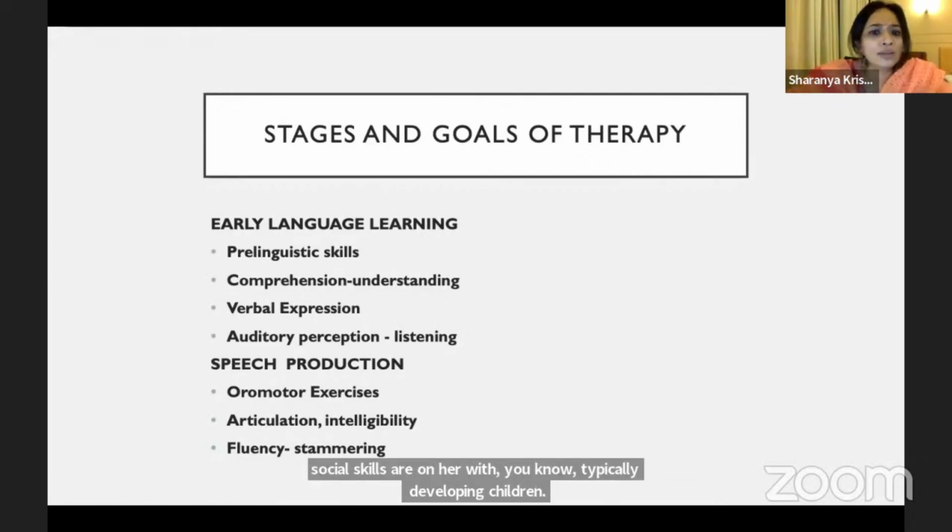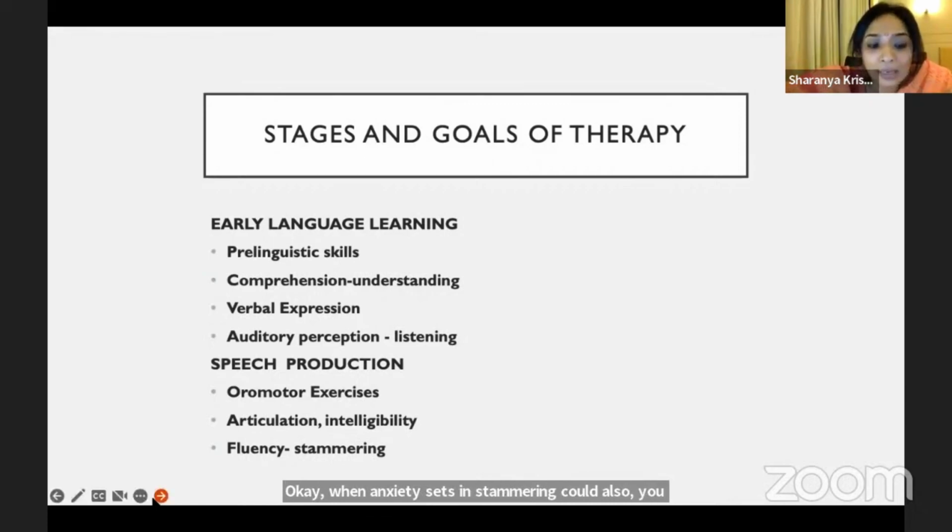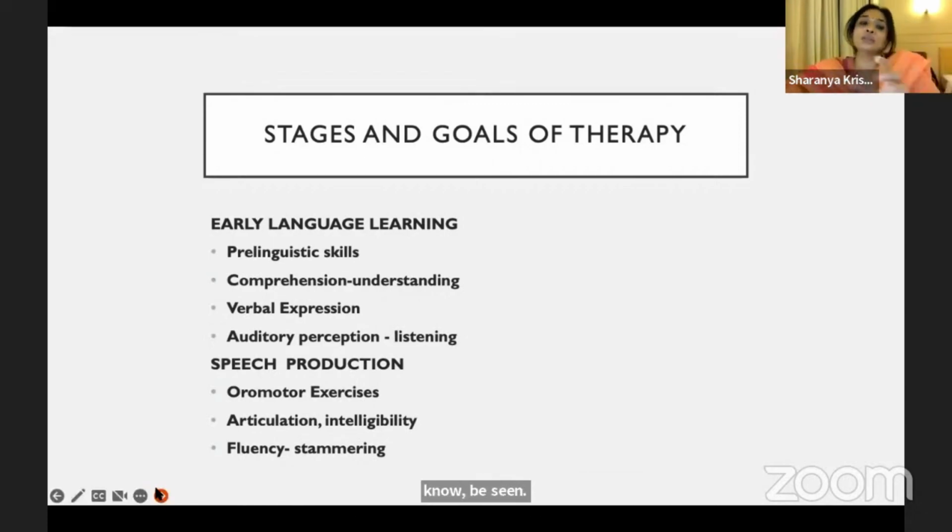And so are there, whatever comes with adolescence, hormonal changes, tantrums, anger, all these things will be like any typical 12-year-old or 13-year-old. So when it is sort of overwhelming for them, fluency could get affected. When anxiety sets in, stammering could also be seen. So tackling fluency aspects is also another part of speech therapy.